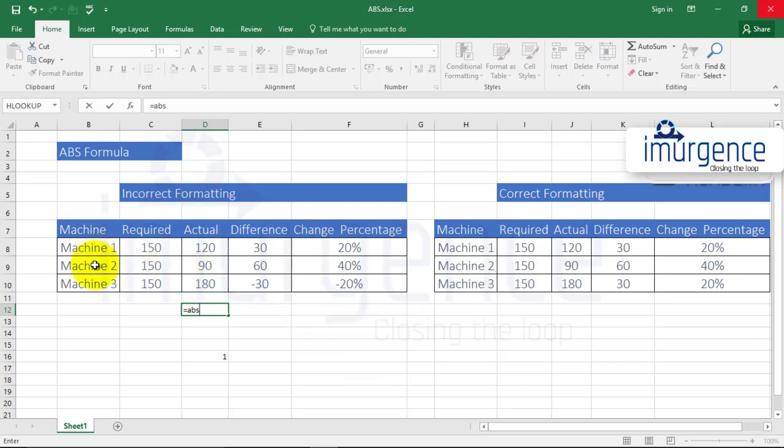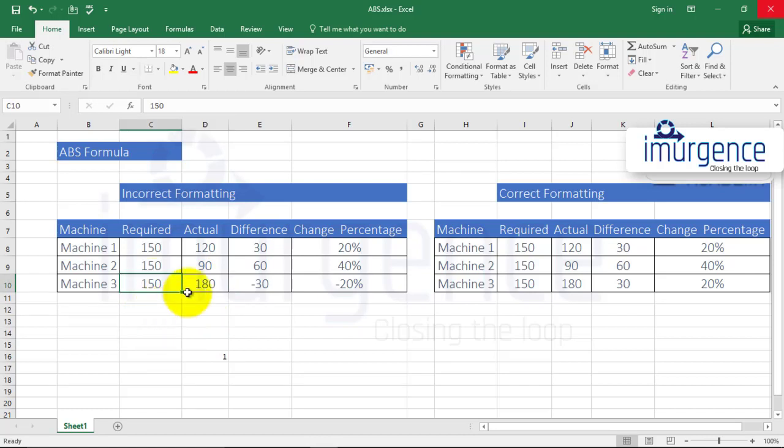We have machines 1, 2, and 3, and they're required to produce 150 units. And actually, this one produced 120, this produced 90, and this produced 180 units. All right. Now, the difference is 30, 60, and minus 30. Now, why is it giving a minus 30? Because we are subtracting the actual from the required. Now, the actual was, in fact, more than what was required.